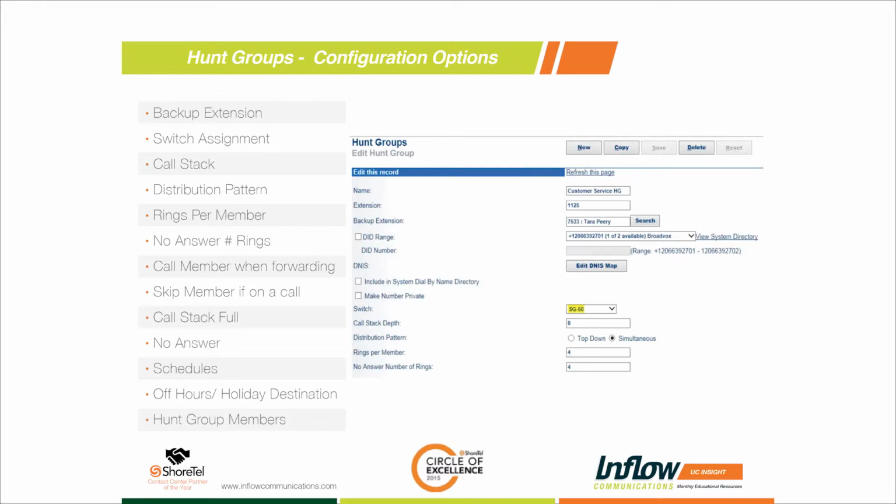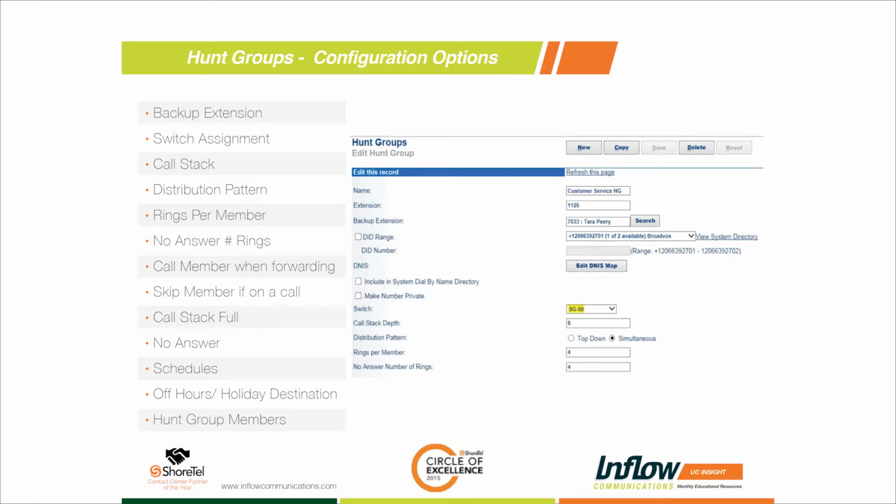We can also use another hunt group as a backup if you wanted. If you wanted to put hunt groups on two different switches and use them as backup to each other, that would be another use for a backup extension. So that's important to know: in a fail scenario on that switch, where do we want to route the calls to this hunt group?